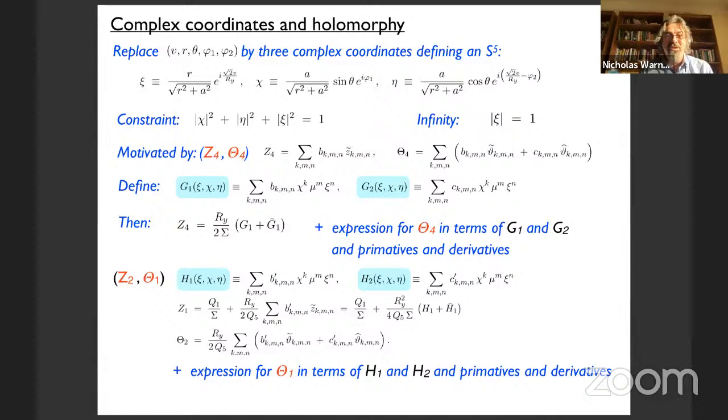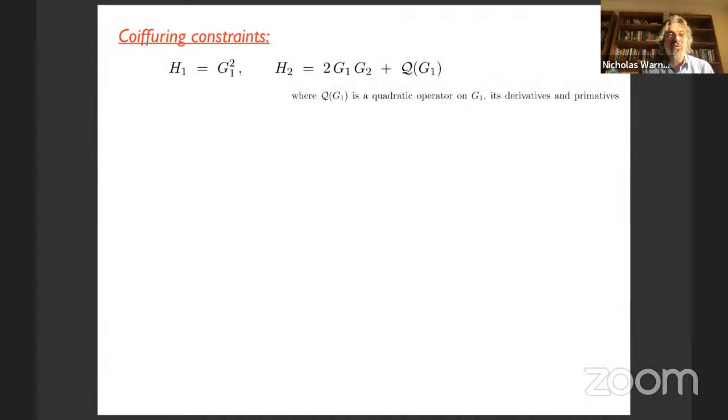Then coiffuring has a very simple expression. Coiffuring simply says that H1 is G1 squared, and H2 is roughly 2 G2 G1, but in fact, there's some rather disgusting extra thing you have to do to G1, and it's to implement this constraint that basically C1 prime has to be this.